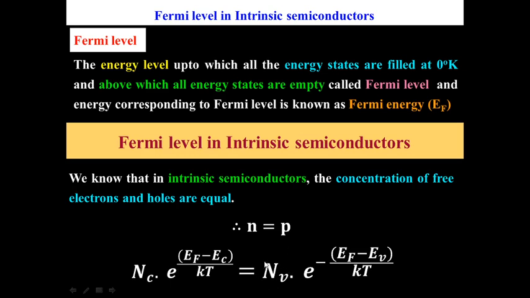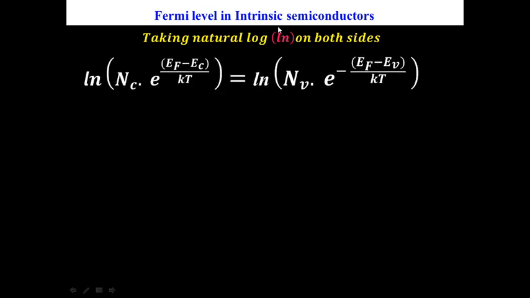Now we will take the natural logarithm on both sides. Natural log means log to the base e, which is denoted by ln. So we are taking ln on both sides. After taking ln on both sides, we get these expressions: ln of Nc into exponential of (EF minus EC) by kT is equal to ln of Nv into exponential of minus (EF minus EV) by kT.